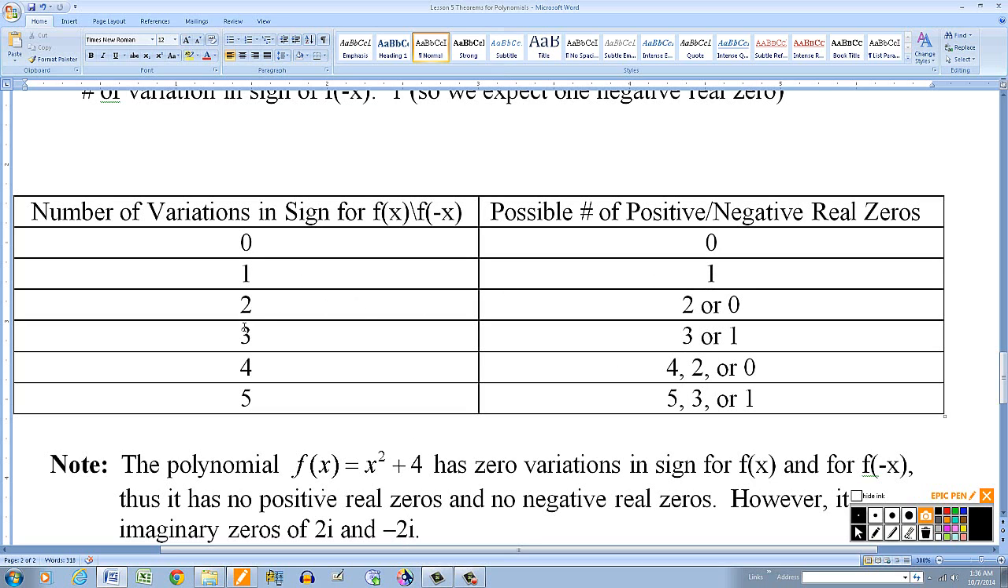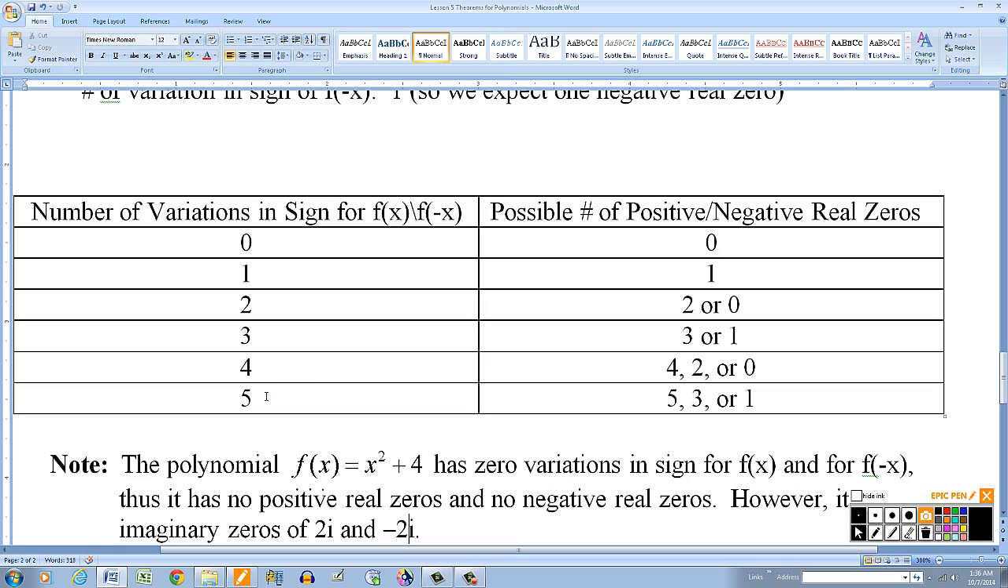Now here it's 2, subtract 2, so it's 2 or 0. So if you have two variations in sign, you have either 2 or 0, positive or negative depending on what you're looking at. If you have 3 variations in sign, subtract 2, we get 1, so it's 3 or 1, positive or negative, depending on whether you're looking at f of x or f of minus x. If you have 4 variations in sign, it will be 4, 2, or 0.